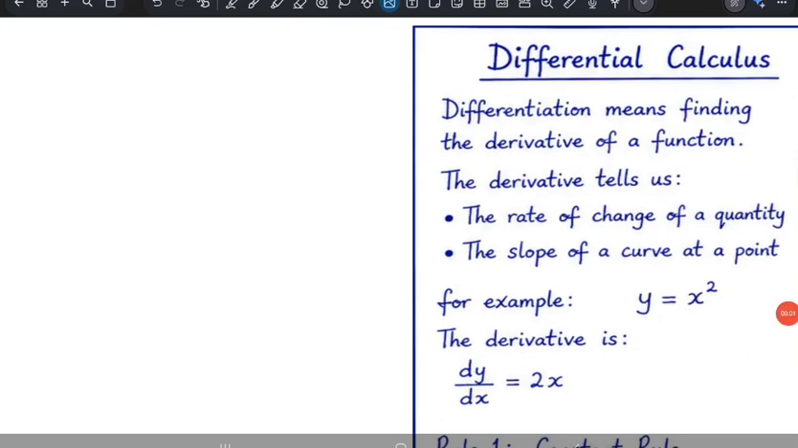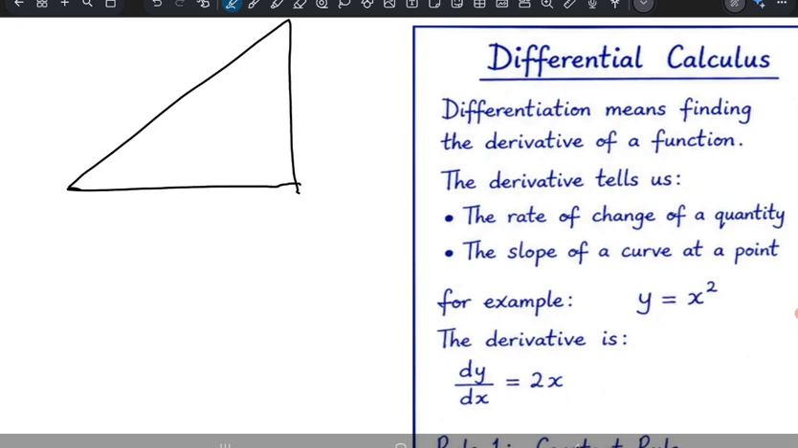Differential calculus. What is the meaning of differentiation? Differentiation means finding the derivative of a function. The derivative tells us the rate of change of a quantity, the slope of a curve at a point. This is what I mean by rate of change.